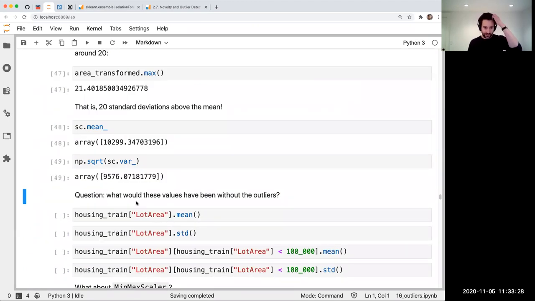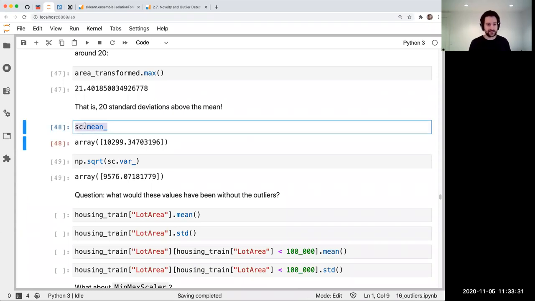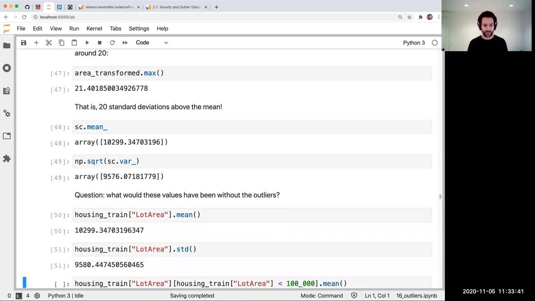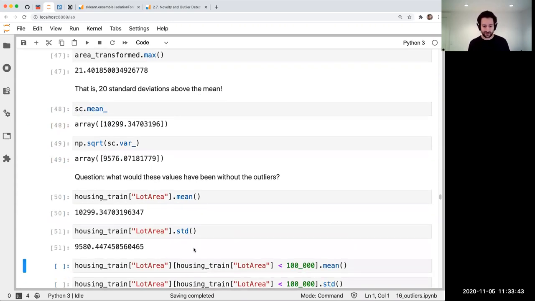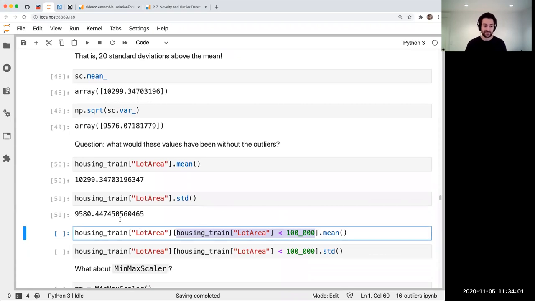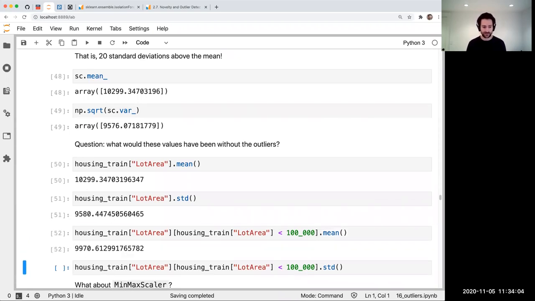Okay, so looking inside of this standard scalar object, it's saying that the average lot area is 10,000 and the standard deviation of the lot area is also around 10,000. But what we could do is subset it to just remove those giant lot areas. So we could say, let's throw away the lot areas above 100,000 square feet because that's just a very strange house that may mess things up. And then let's see what the mean and standard deviation are of the lot area.